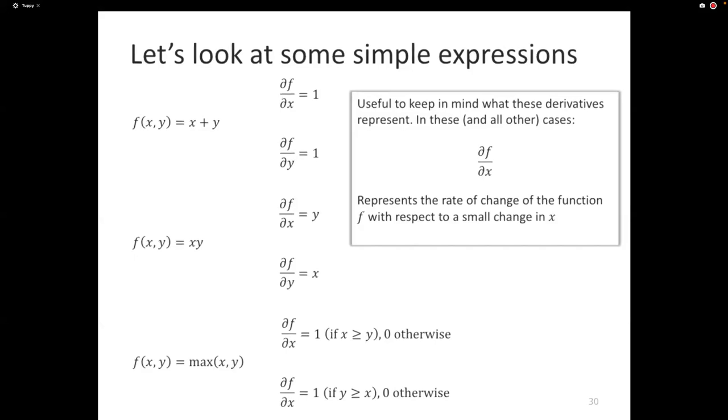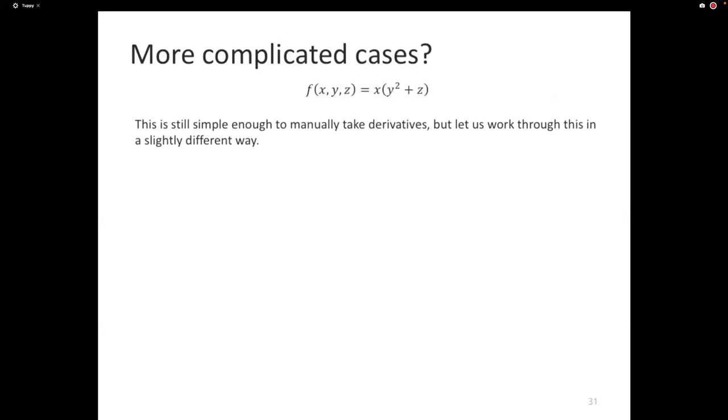But now let's take a more complicated case. Let's consider a function f of x, y, z is x times y squared plus z. Notice that I'm not talking about neural networks. Nothing here is about neural networks. Everything here is just about how we construct complicated mathematical functions in terms of small pieces and systematically take derivatives.